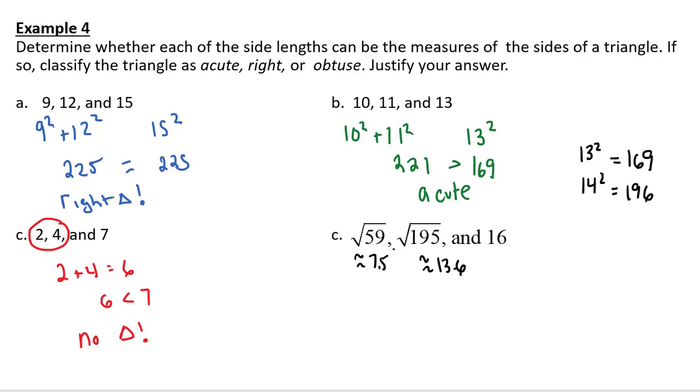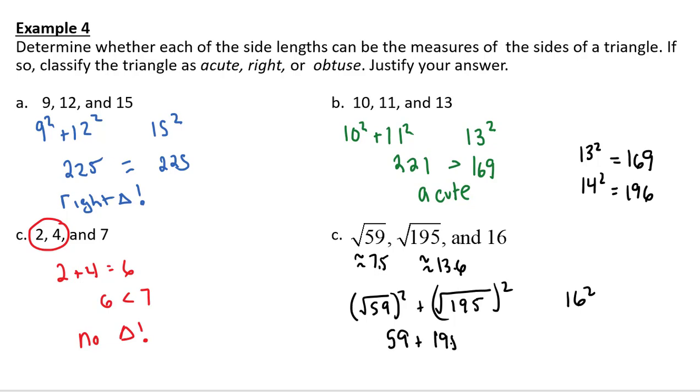Okay, those two smaller sides add up to be bigger than 16. So we have a triangle. So I take my two smaller sides, square root of 59 squared plus the square root of 195 squared. How does that compare to 16 squared? So I have 59 plus 195. How does that compare to 16 squared, which is 256? This is 254, which is less than 256, so this is an obtuse triangle.